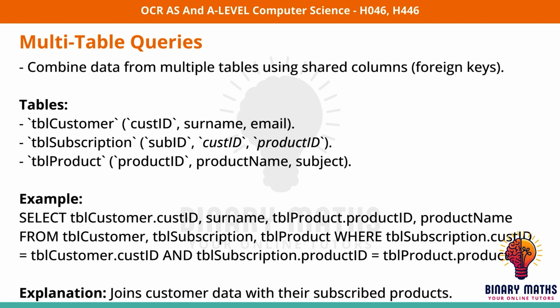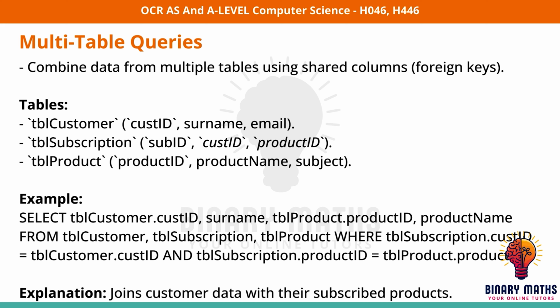For example, let's say we have 3 tables: table customer, table subscription, and table product. The table customer stores customer information like customer ID, surname, and email. Table subscription links customers to products using customer ID and product ID. Table product stores product details like product ID, product name, and subject.